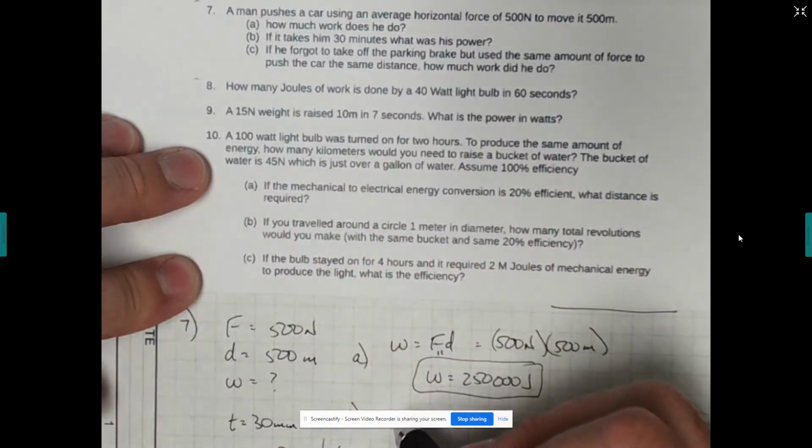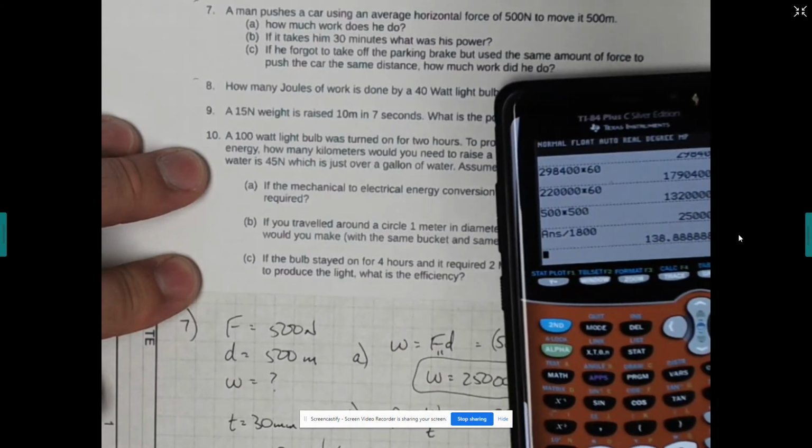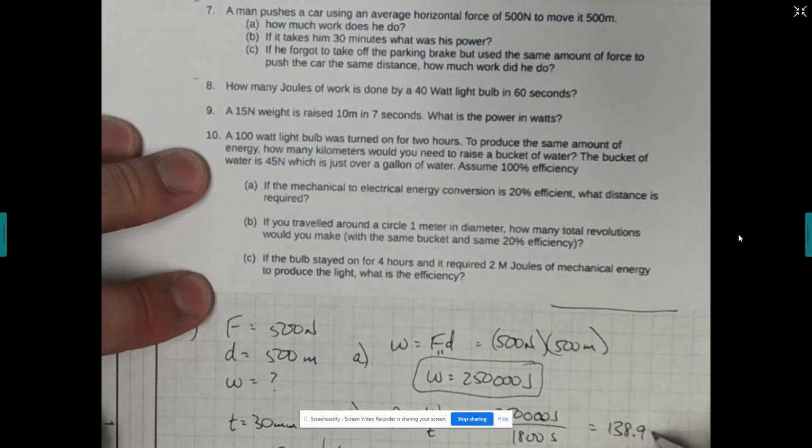What was his power? So now this case is power. Power is equal to work divided by time. We solved for his work, and now we converted his time. So it's 250,000 joules over 1,800 seconds. Divide this by 1,800, and we end up getting 138.9. We round that off. We're looking at power, and we have joules per second, so that ends up being watts.